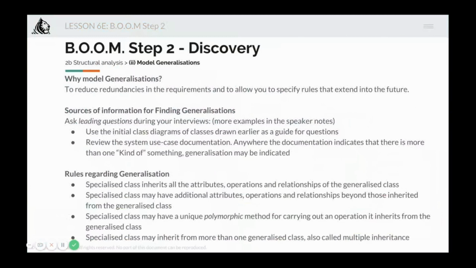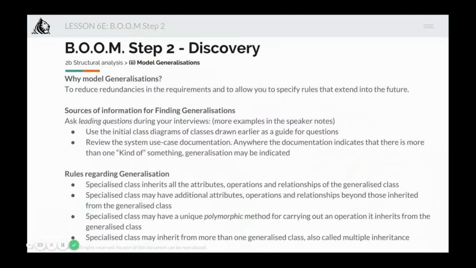What are the rules regarding generalization? The specialized class inherits all the attributes, operations, and relationships of the generalized class. The specialized class may have additional attributes, operations, and relationships beyond those inherited from the generalized class. The specialized class may have a unique polymorphic method for carrying out an operation it inherits from the generalized class. I hope all of you remember what a polymorphic method is.